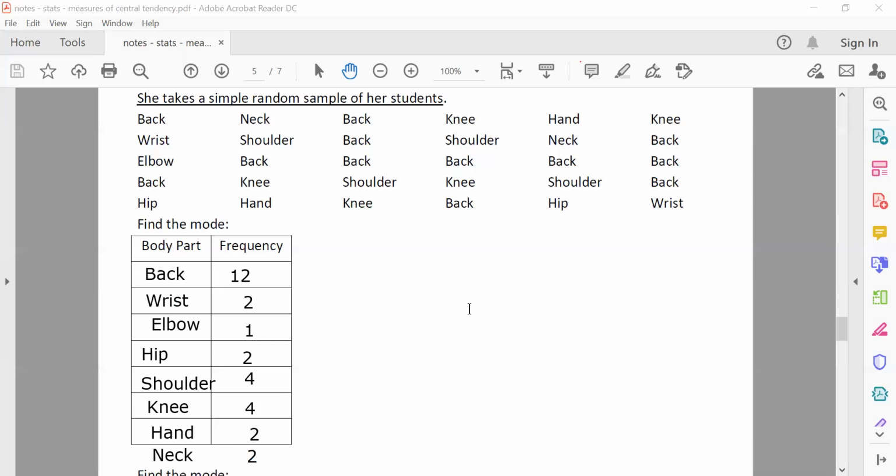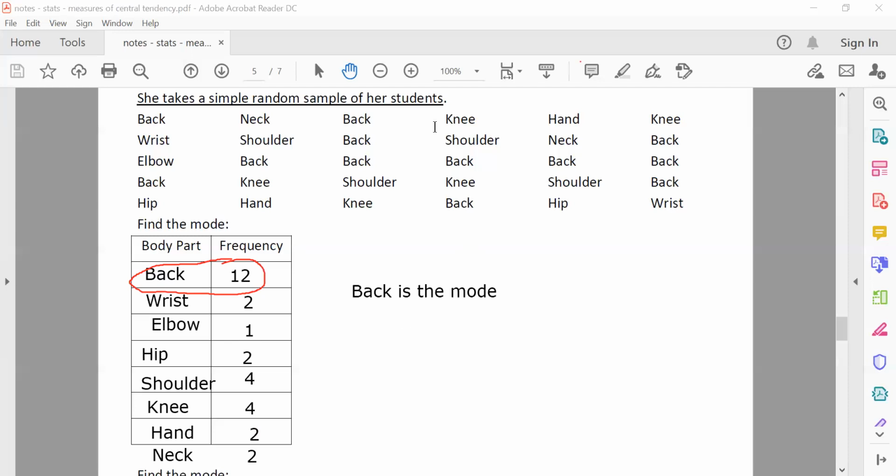The mode is the data value that occurs the most, and it's clearly going to be the back. Because it occurs the most, it occurs strictly more frequently than other data values in the set. So back is the mode. It's the single mode. It's the only one.